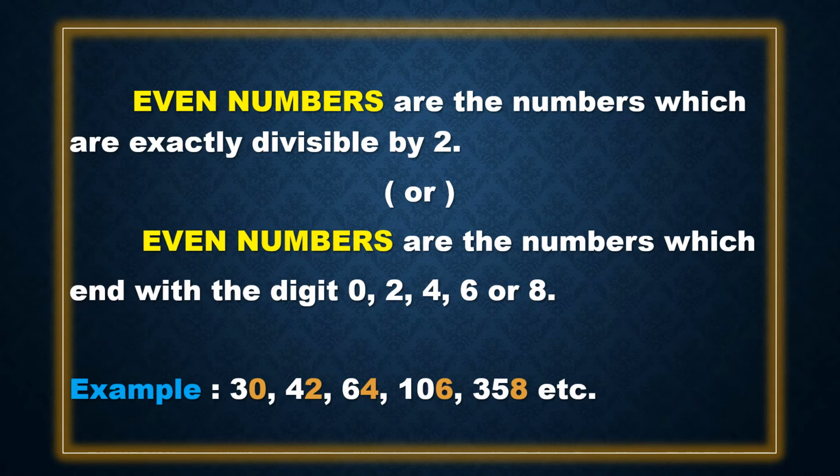So simple children, just see the units digit of any given number. If that units digit is from this set 0, 2, 4, 6, 8, then that number is an even number. Okay, so even's opposite is odd. The complete opposite rules of even numbers will be your odd numbers. So let us go to the odd numbers then. Let us discuss odd numbers.